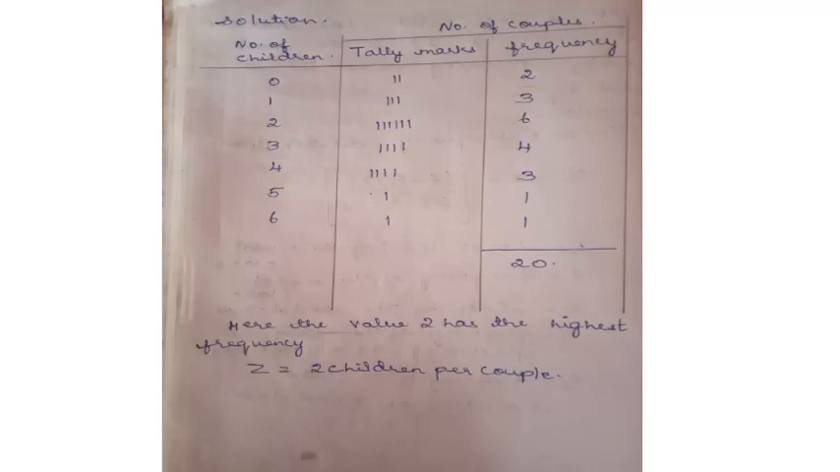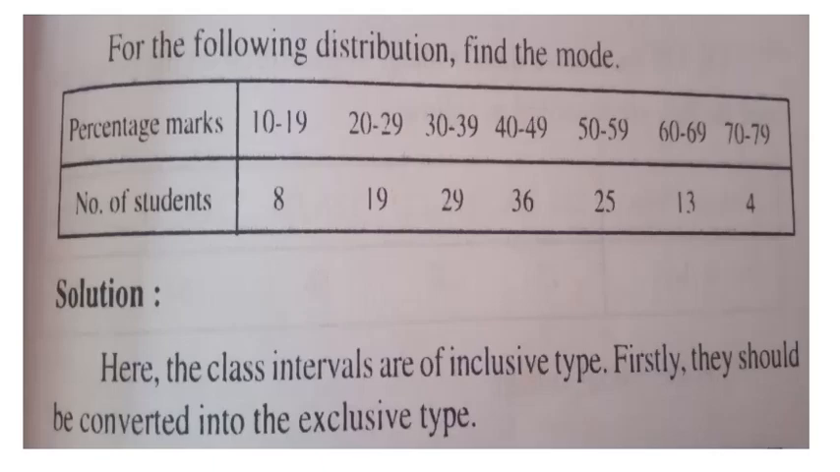Okay, let us see the next problem. From the following distribution, find the mode. There are two pieces of information here: percentage marks and number of students. Percentage marks: 10 to 19, 20 to 29, 30 to 39, 40 to 49, 50 to 59, 60 to 69, 70 to 79. Number of students: 8, 19, 29, 36, 25, 13 and 4.